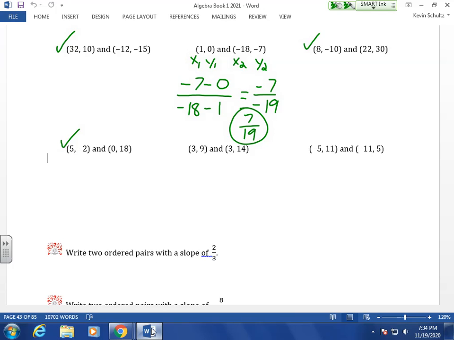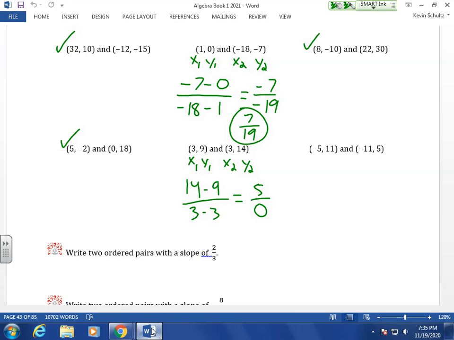This one here, x1, y1, x2, y2. y2 minus y1, 14 minus 9. x2 minus x1, 3 minus 3. 14 minus 9 is 5. 3 minus 3 is 0. You probably know that you cannot mathematically, legally, divide a value by 0. If you've got Siri on your phone, I think we did this in geometry, go ahead and ask it what something divided by 0 is, and it'll give you a pretty neat response.